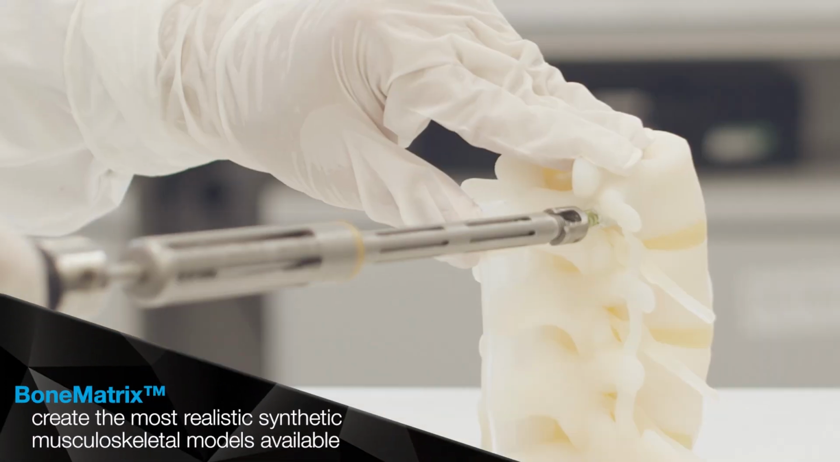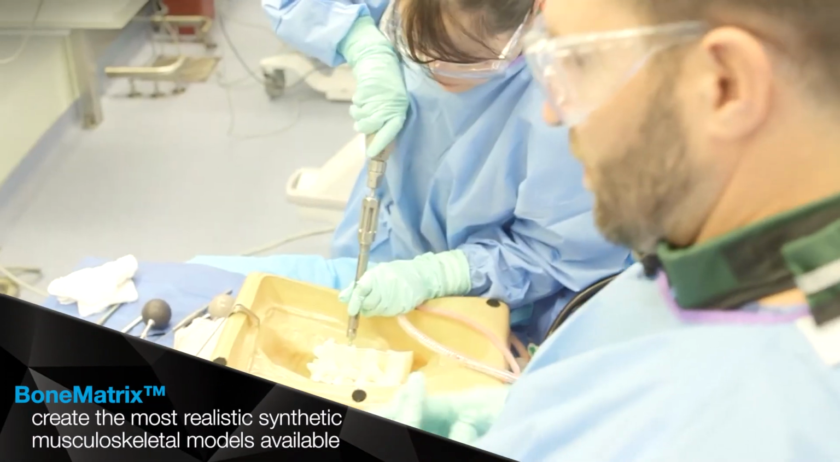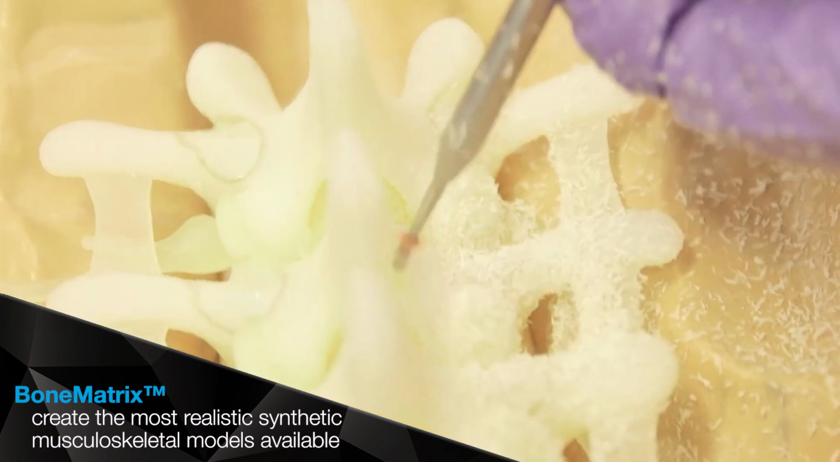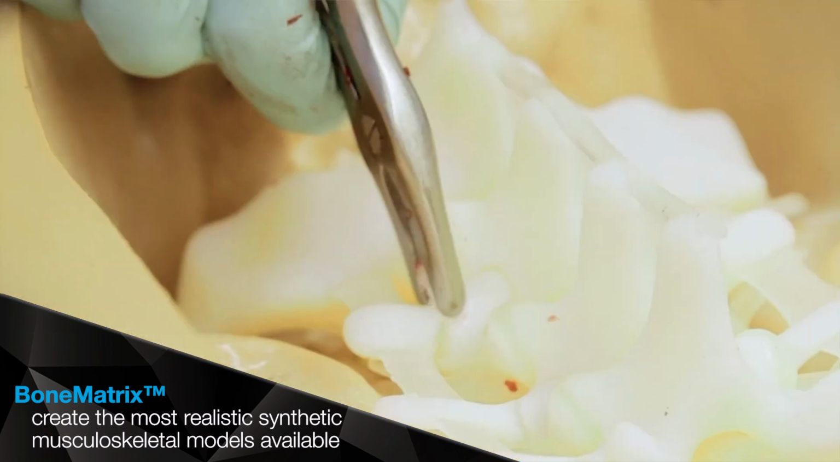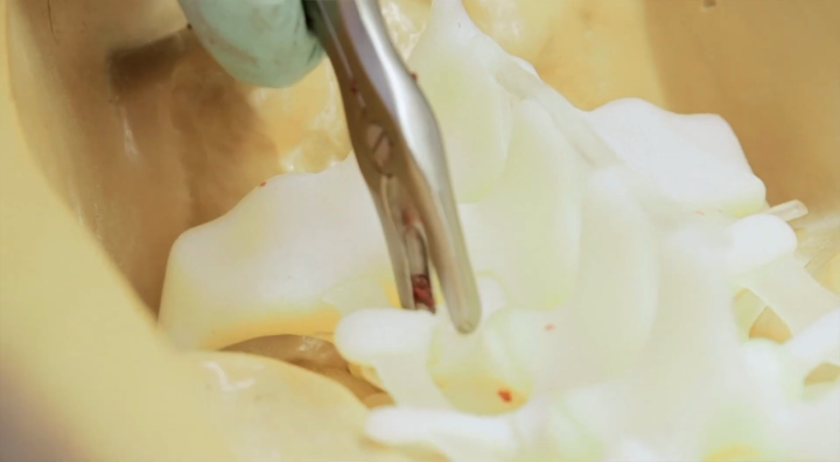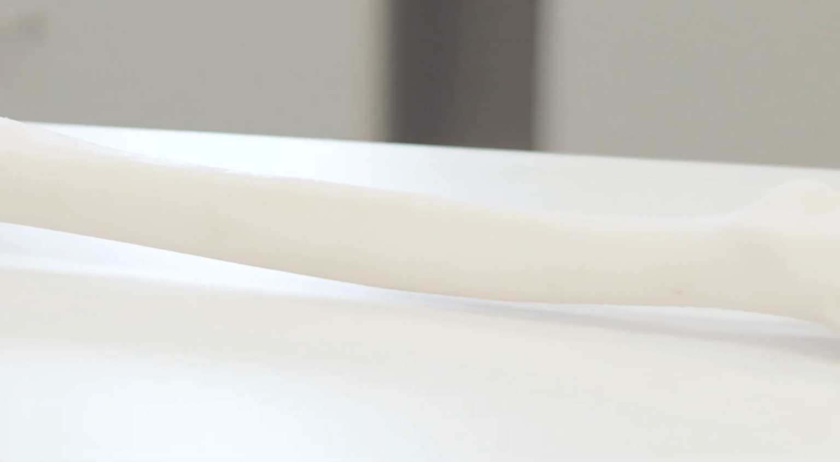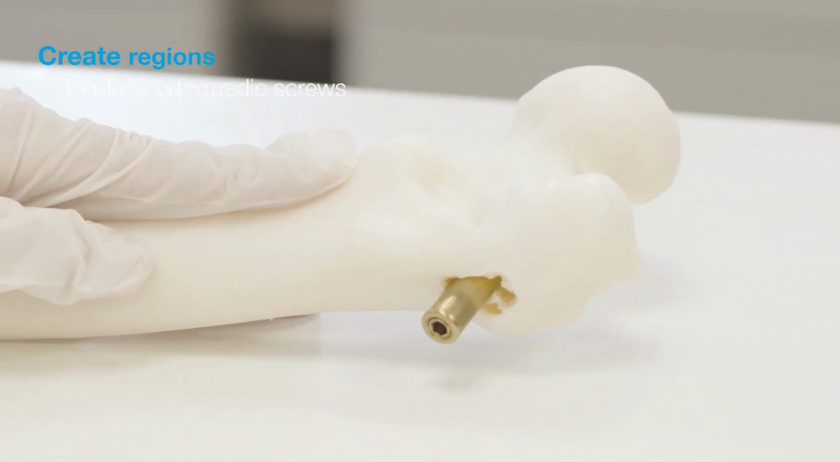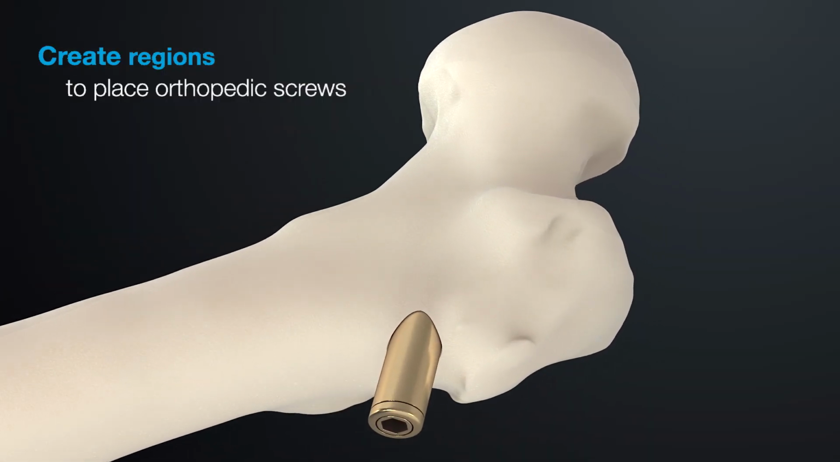Experience the density properties of human bone, mimic porous bone structures, fibrotic tissues, and ligaments. Models behave like native bone when force is applied, such as discectomy, drilling, reaming, sawing, and pedicle screw insertion.